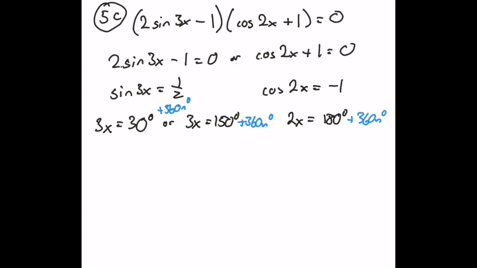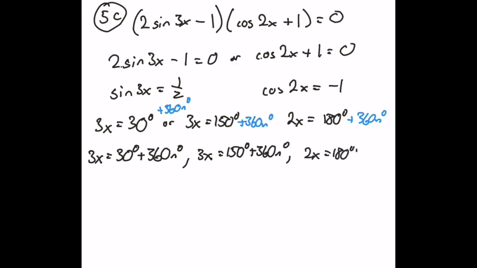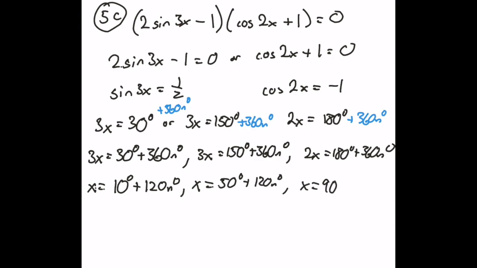So now let's simplify these results. So we have 3x equals 30 degrees plus 360n in degrees. We got 3x, I'll put a comma, equals 150 degrees plus 360n in degrees. We have 2x equals 180 degrees plus 360n in degrees. Now, after that first one, we divide everything by 3. We get x equals 10 plus 120n in degrees, or x equals 50 degrees plus 120n in degrees. Divide by 2, x is going to be 90 degrees plus 180n in degrees, okay?